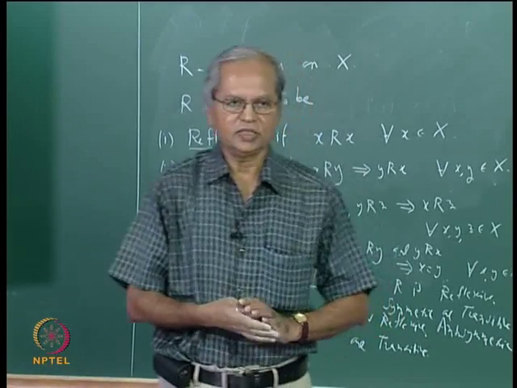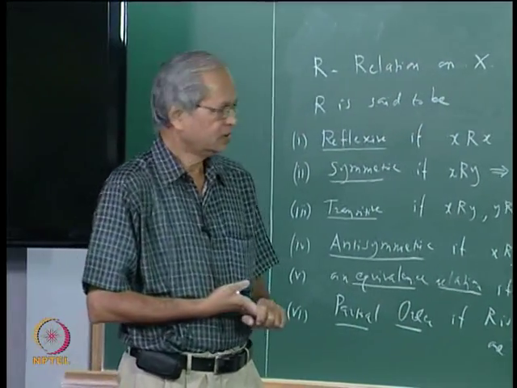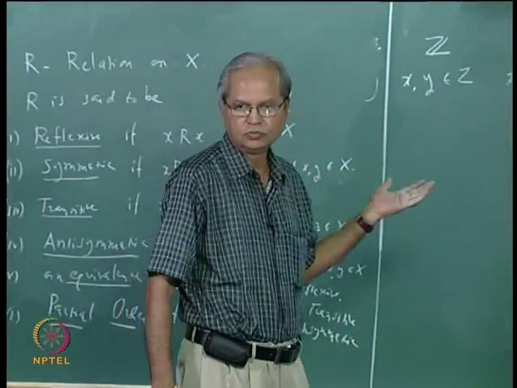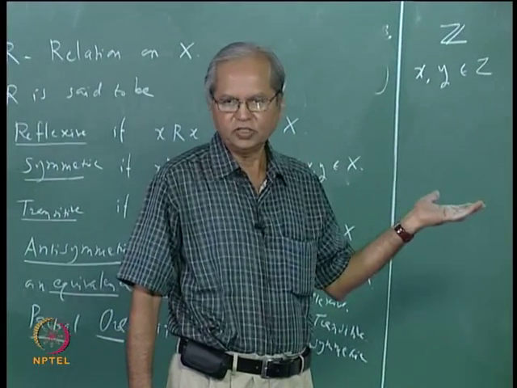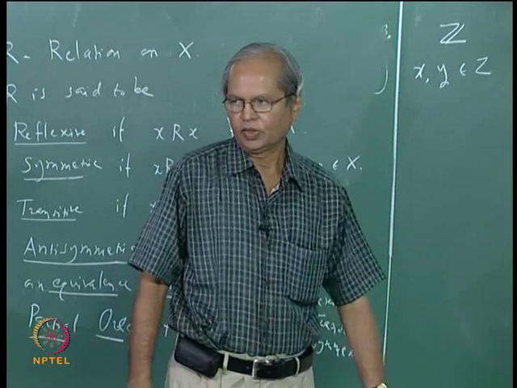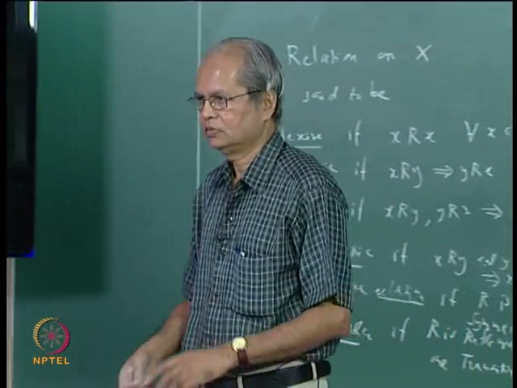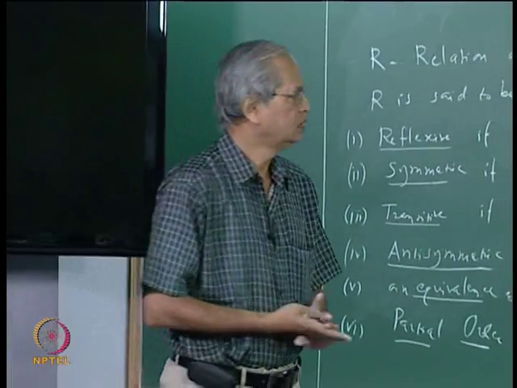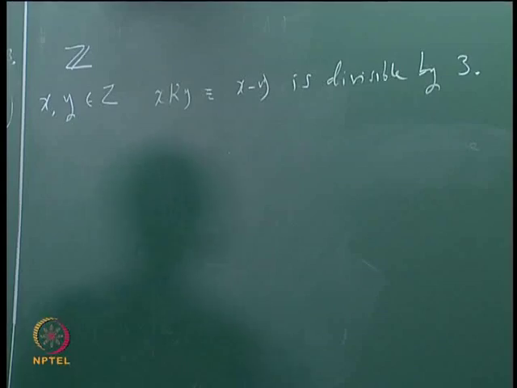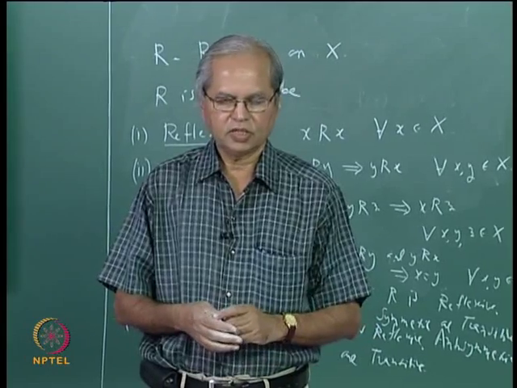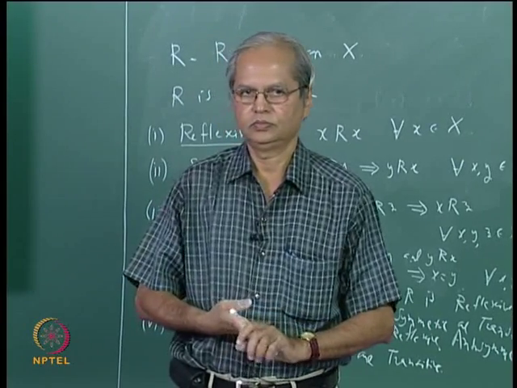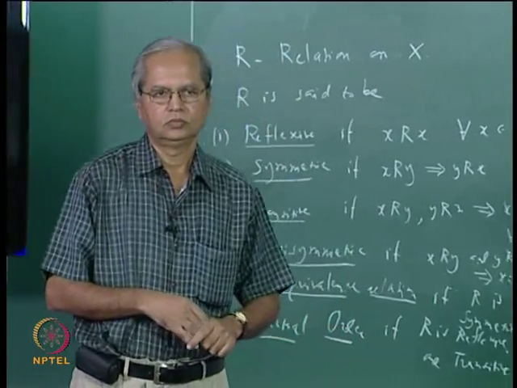Now what are the properties that this has? Can we say that it is reflexive? x minus x is 0, which is obviously divisible by 3. Is it symmetric? x is related to y means x minus y is divisible by 3, and y is related to x means y minus x is. So if x minus y is divisible by 3, obviously y minus x is also divisible by 3. So it is symmetric also. Is it transitive? Yes.